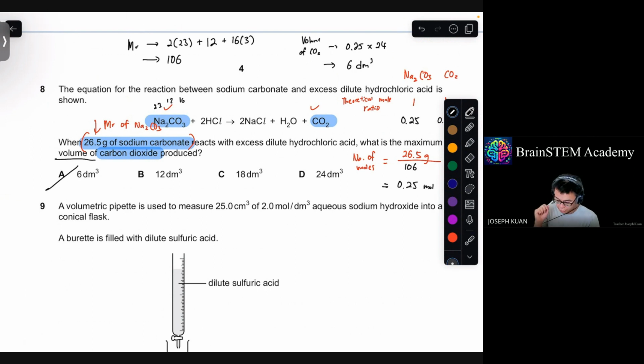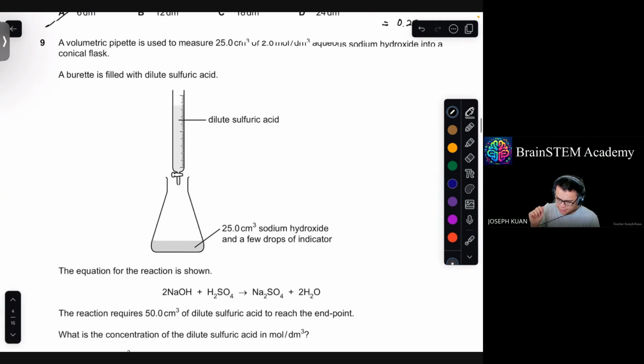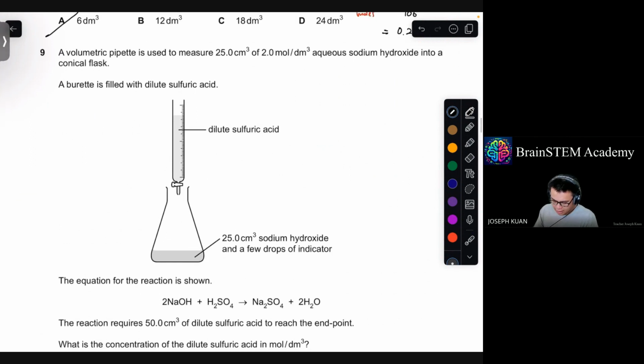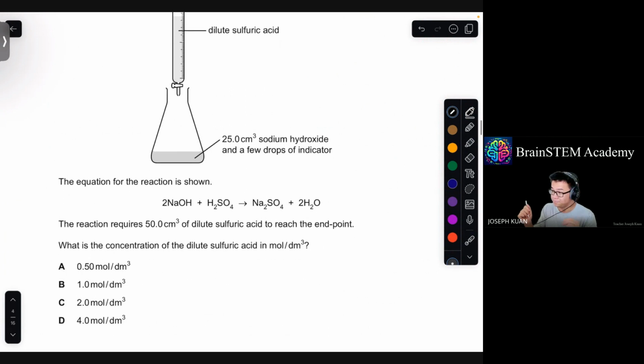All right, moving on to question number 9. A volumetric pipette is used to measure 25 cubic centimeters of 2.0 mole per cubic decimeter aqueous sodium hydroxide into a conical flask. A burette is filled with dilute sulfuric acid. The equation for the reaction is shown. The reaction requires 50.0 cubic centimeters of dilute sulfuric acid to reach the end point. What is the concentration of the dilute sulfuric acid in mole per cubic decimeter?